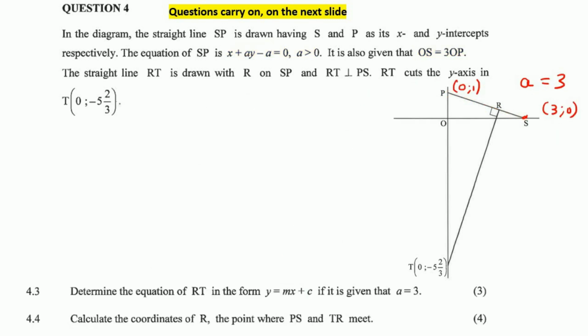Moving on to the next set of questions. It says 4.3 for 3 marks. Determine the equation of RT in the form y = mx + c if it is given that a is 3. Okay, so why did they tell us that? Well, that is for people who maybe could not do question 4.2.